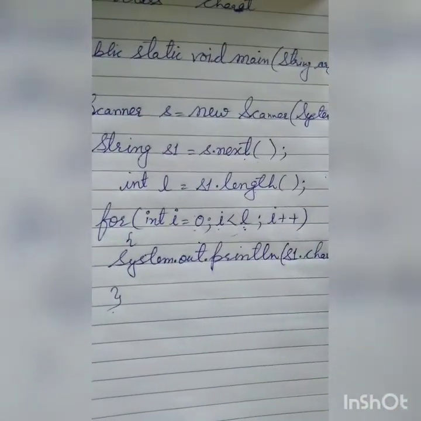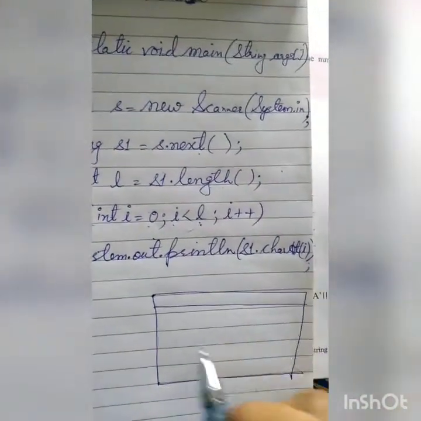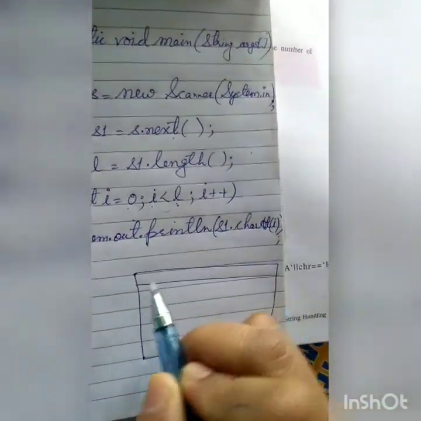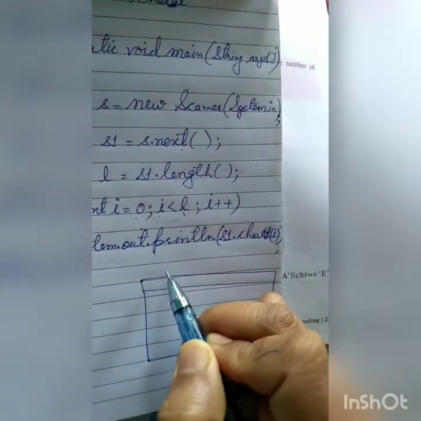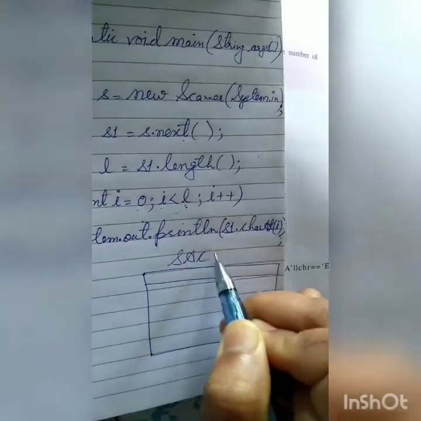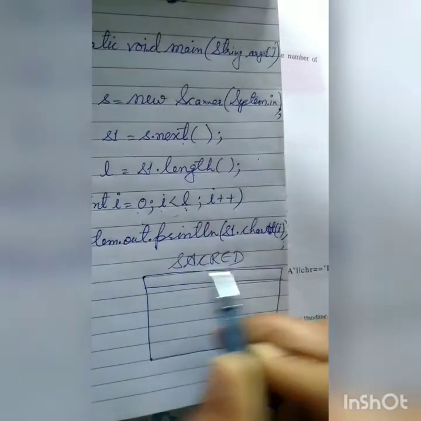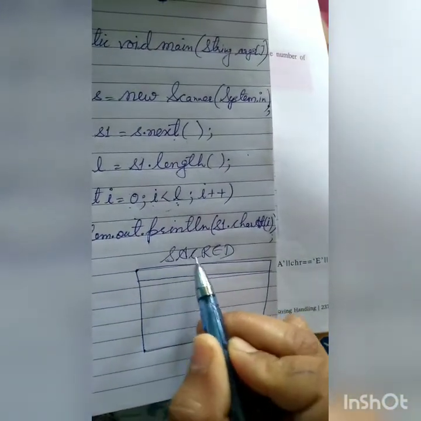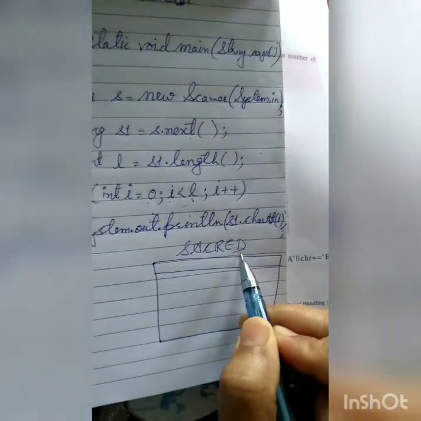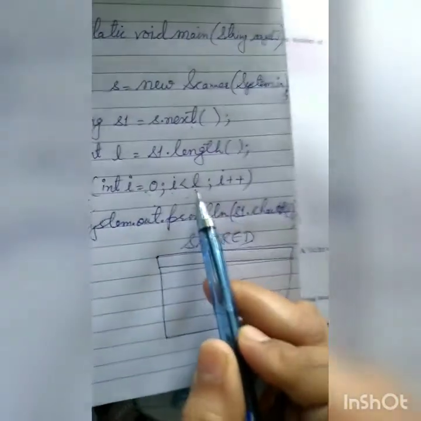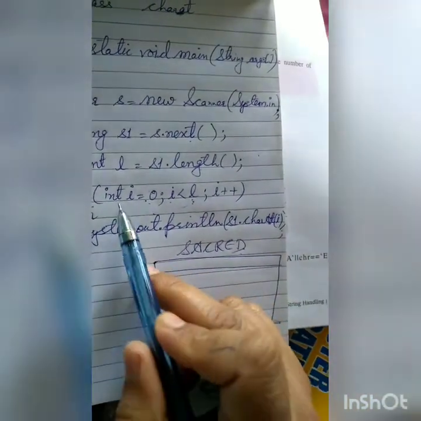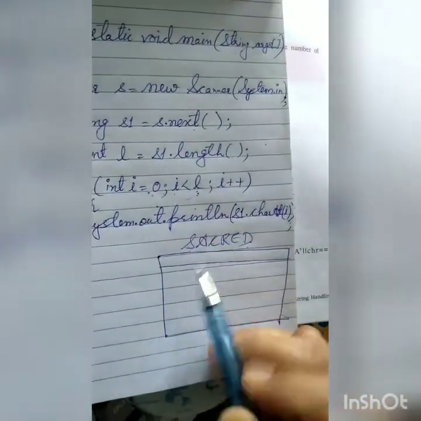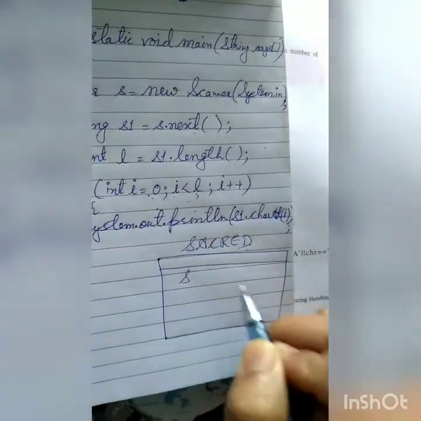Now if you see the output, suppose we have taken the input string as sacred. What is the length? 0, 1, 2, 3, 4, 5, so 6 is the length, and it will run from 0 to 5. Now let us take the index at 0. At 0 index we have s, so s will be printed.